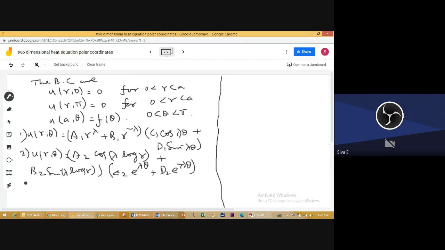The third is a simple solution: u of r comma theta equals A3 log r plus B3, into C3 theta plus D3. Okay, there is the third solution.